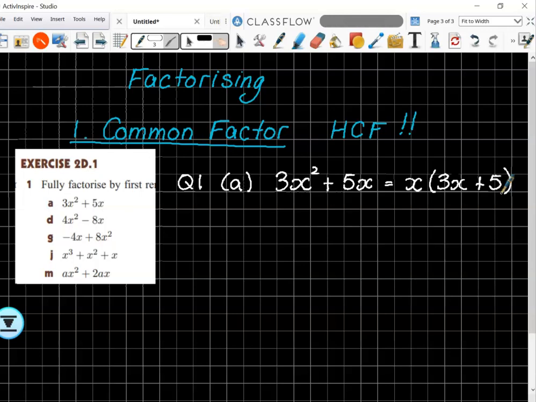Is anybody thinking a different way? Some people might just go, well, I'm just dividing this through by x. 3x squared divided by x is 3x. 5x divided by x is 5. Because that's what you're doing by pulling out that common factor.